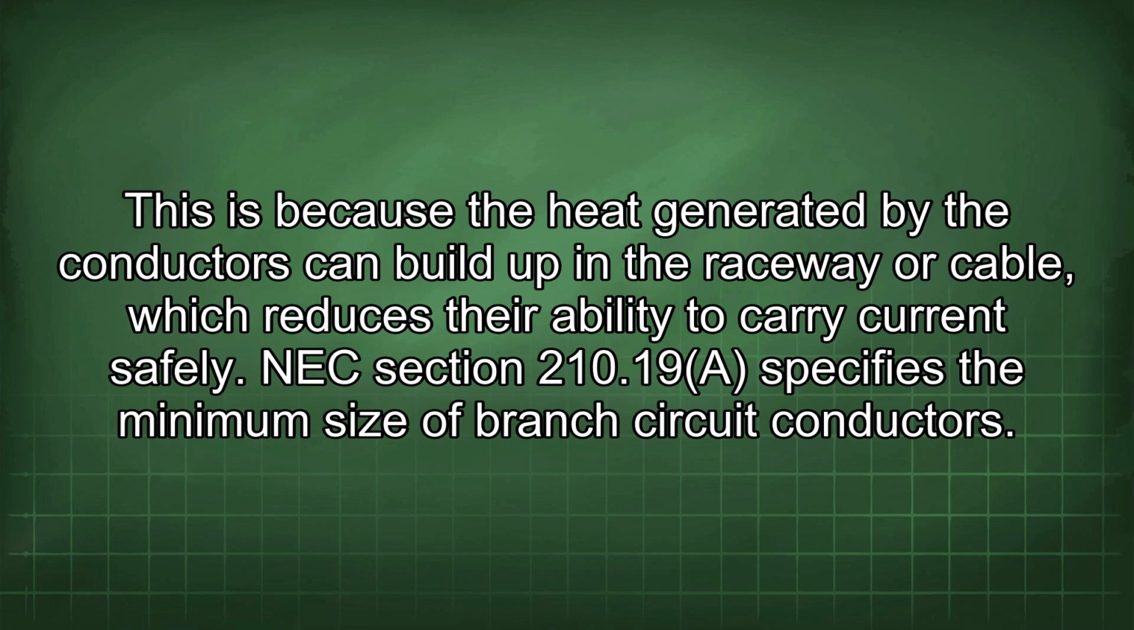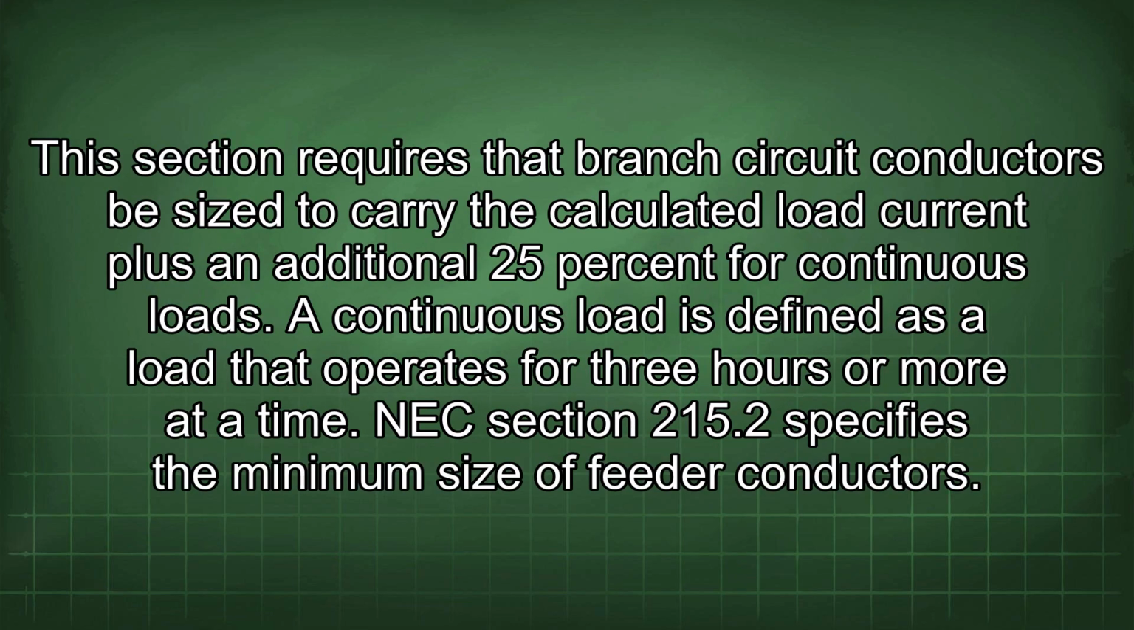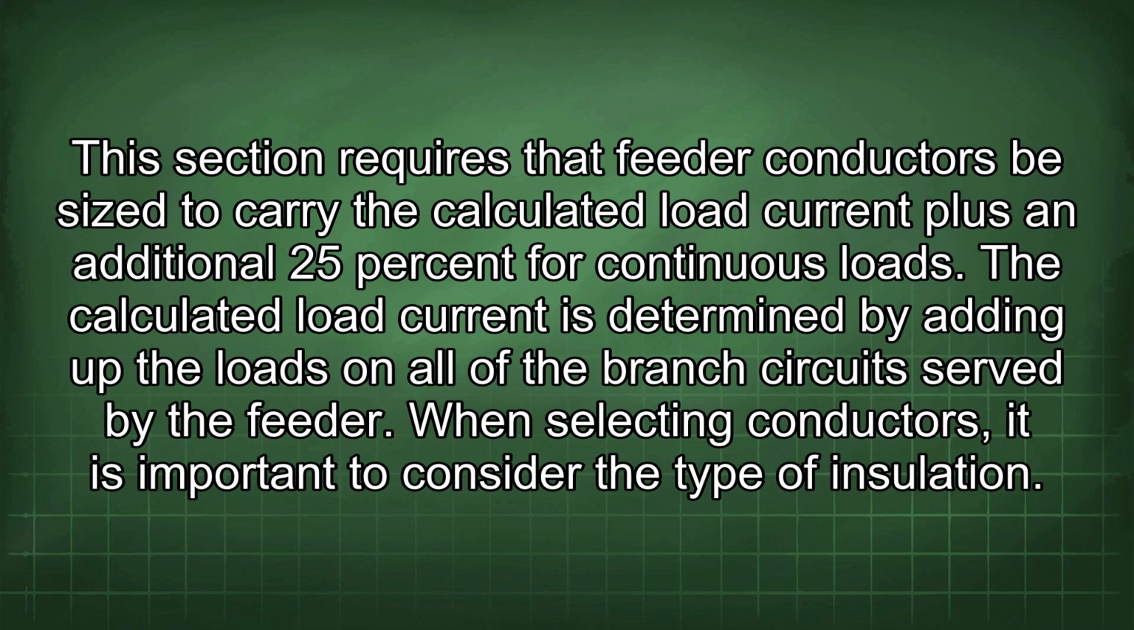NEC Section 210.19 specifies the minimum size of branch circuit conductors. This section requires that branch circuit conductors be sized to carry the calculated load current plus an additional 25% for continuous loads. A continuous load is defined as a load that operates for 3 hours or more at a time. NEC Section 215.2 specifies the minimum size of feeder conductors. This section requires that feeder conductors be sized to carry the calculated load current plus an additional 25% for continuous loads. The calculated load current is determined by adding up the loads on all of the branch circuits served by the feeder.